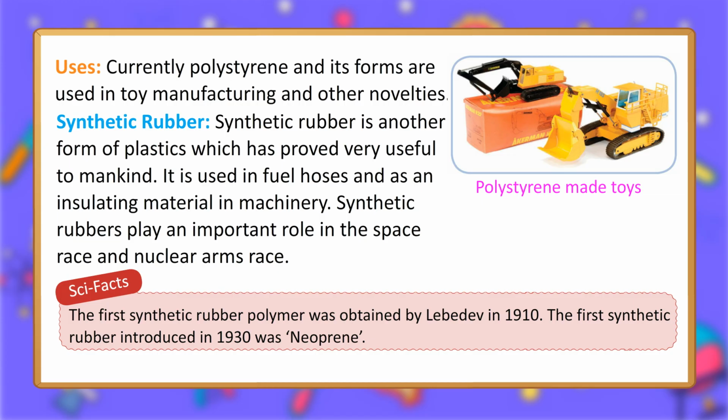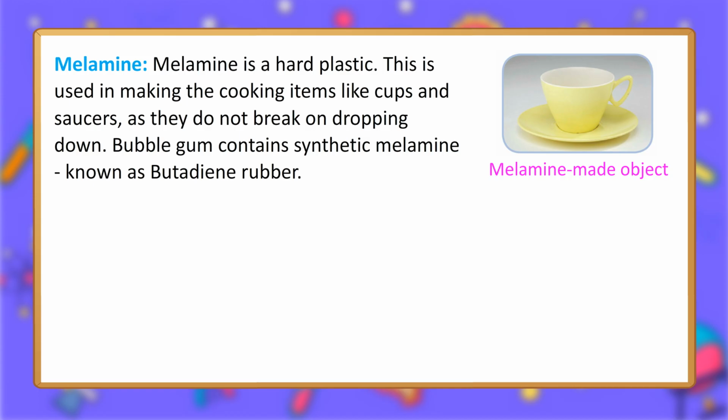Sci-facts. The first synthetic rubber polymer was obtained by Lebedev in 1910. The first synthetic rubber introduced in 1930 was neoprene. Melamine. Melamine is a hard plastic. This is used in making cooking items like cups and saucers, as they do not break on dropping down. Bubble gum contains synthetic rubber, known as butadiene rubber.